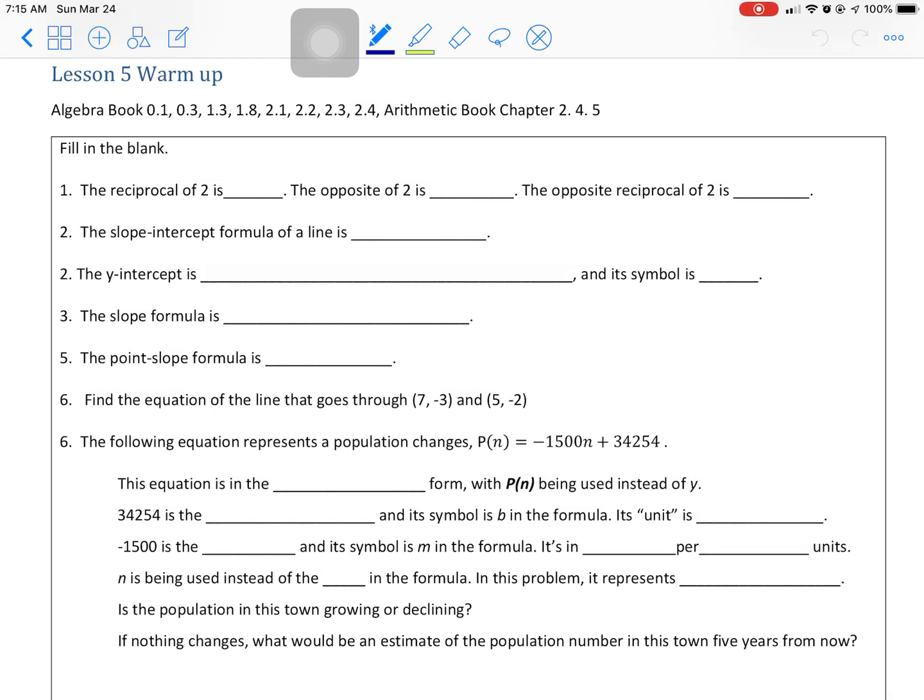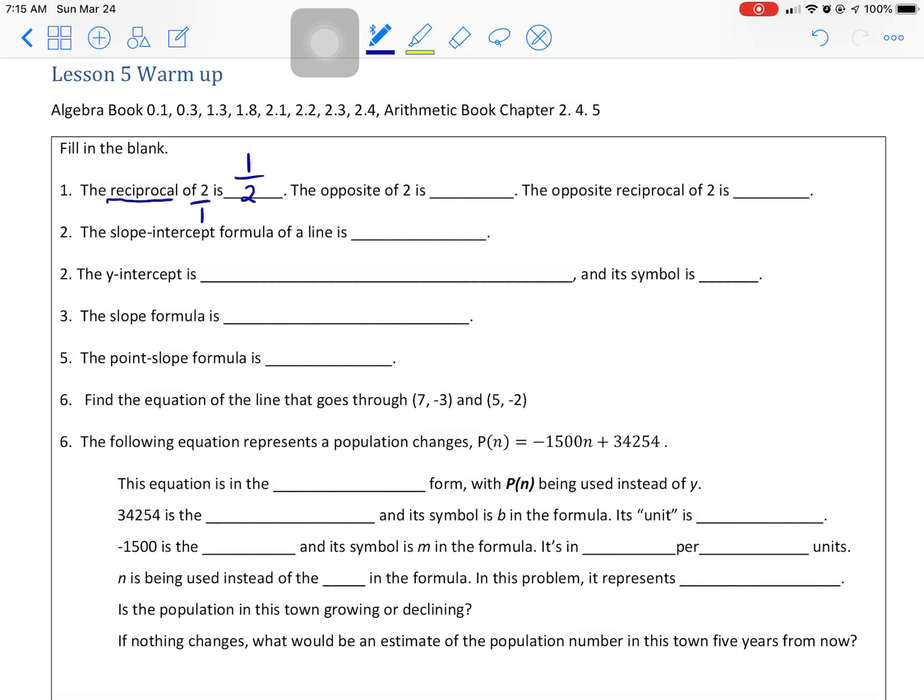All right, lesson 5, warm-up, fill in the blank. The reciprocal of positive 2 is a half. Remember that the 2 is over 1, so the reciprocal is a vocabulary word that means flip it upside down.